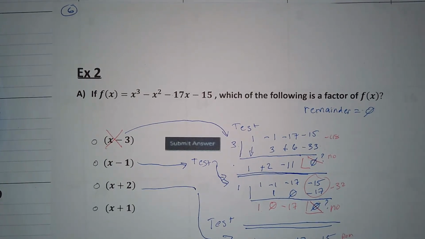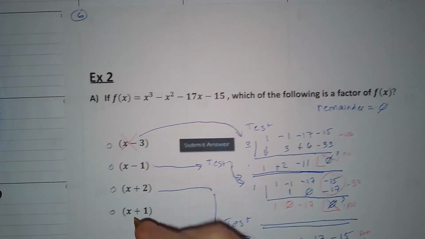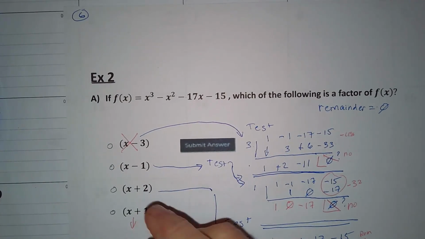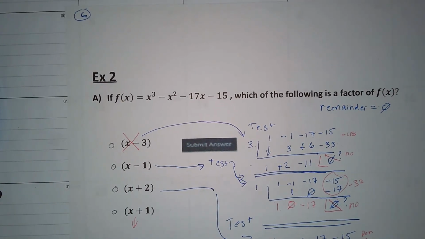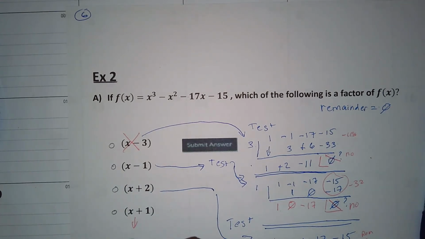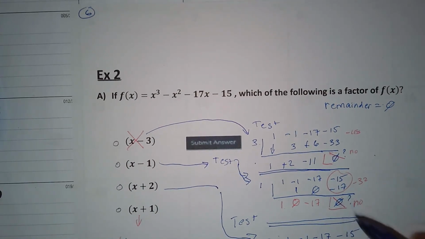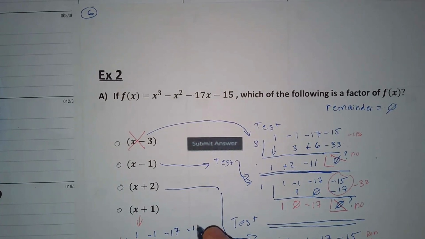And the answer is no. So obviously it's got to be the last one. It's got to be x plus 1. But let's just make sure. So I want to use negative 1 as my divisor. And so then again I've got 1, negative 1, negative 17, and negative 15.